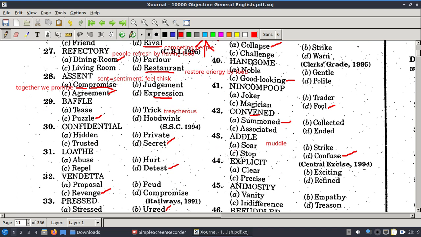Explicit. Explicit is something very clear and easy to understand. Like very clear and very easy to understand. So clear is the correct answer. Exciting, something that gives you excitement. Precise. Precise means something very clear and accurate. That is precise details, precise instructions. About very small details also it is very clear and it is accurate. Explicit is very clear to understand. Easy to understand. We don't have any doubts. Precise is having the finest details. Precise measurement. The measurement should be very precise and accurate.